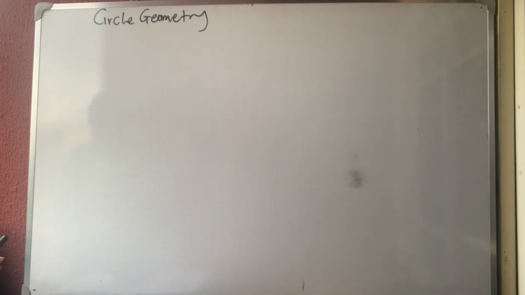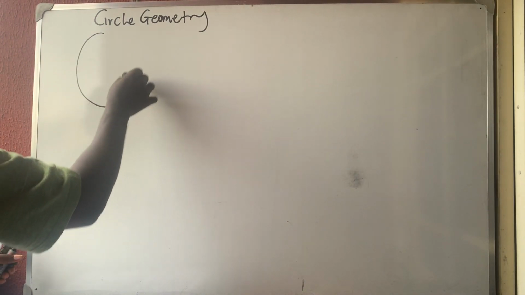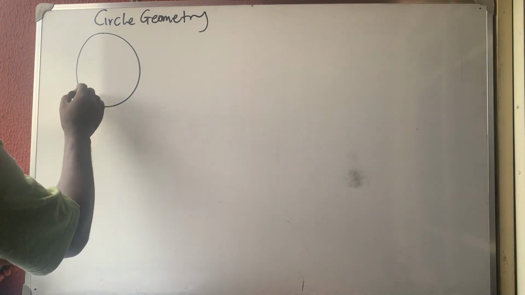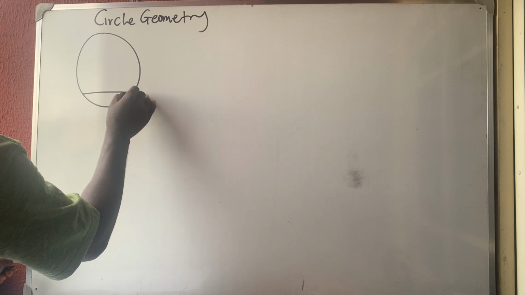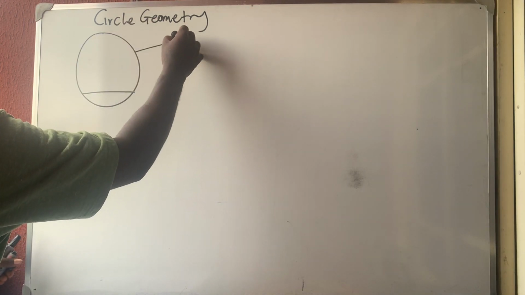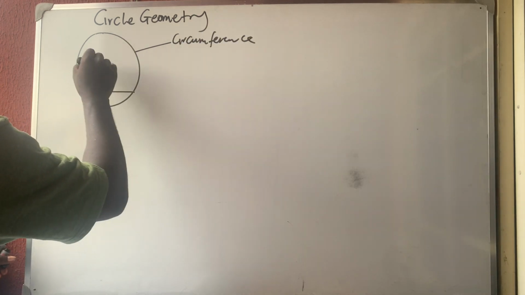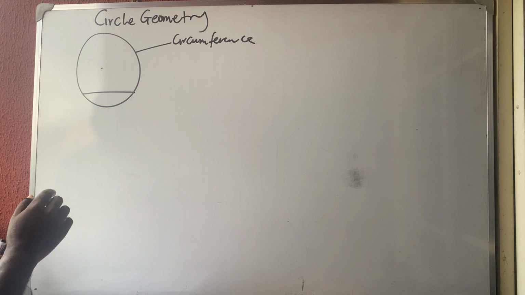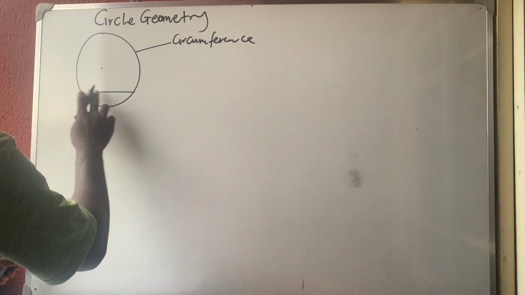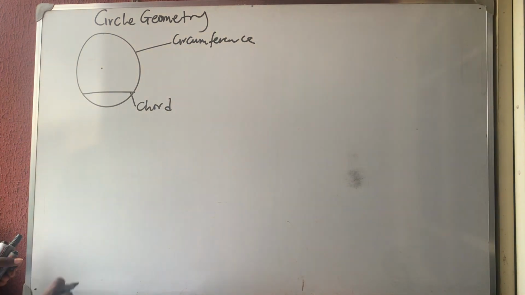Now, in circle geometry, if this is a circle, and I have a line that is drawn from one point on the circumference to another, this line is called a chord. If I have the center, a chord is a line drawn from one circumference point to the other. This is called a chord.